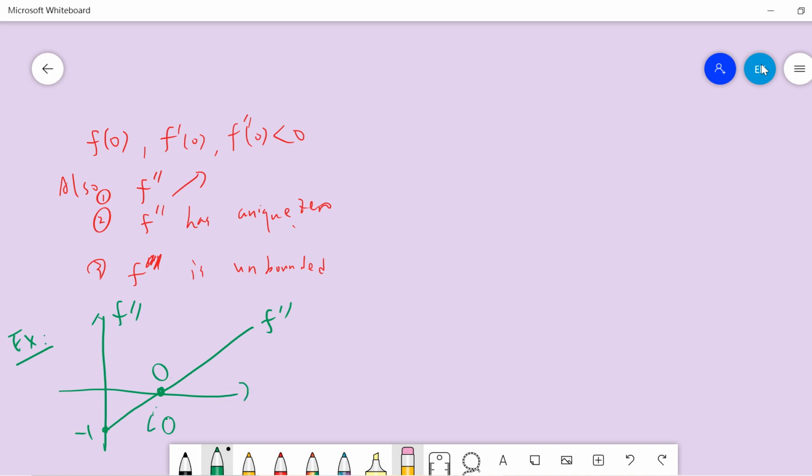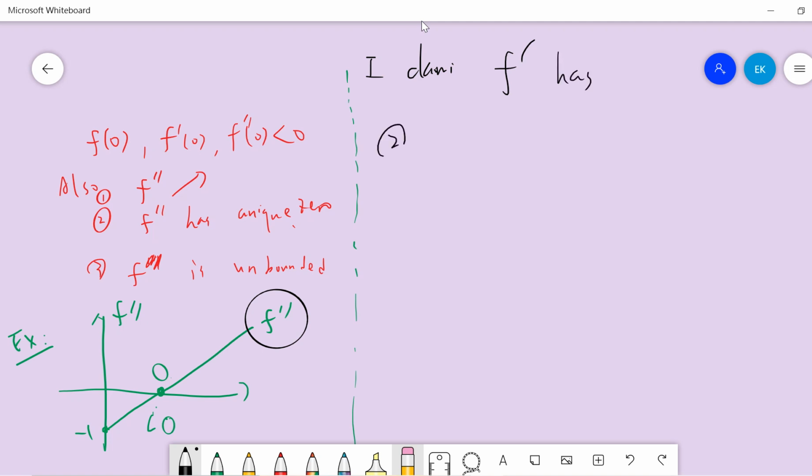Okay, so basically we first need to know the property of f'. I claim, since we only have f'', so we need to find f'. I claim f' has the second and third property. This is not easy to see, but basically we can prove this.